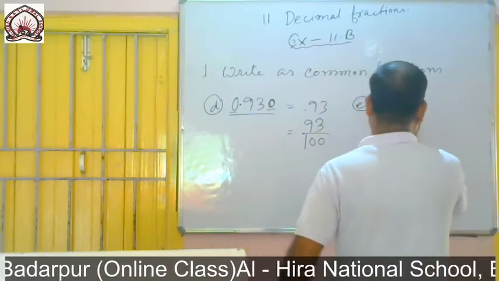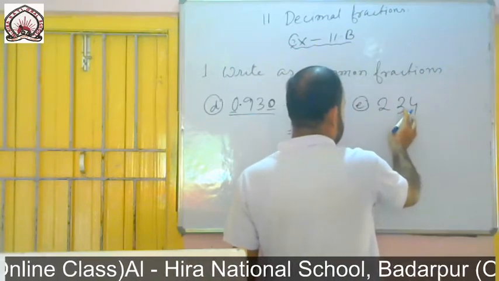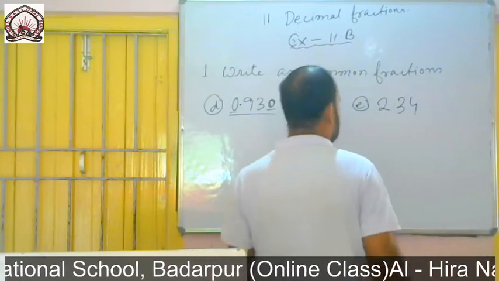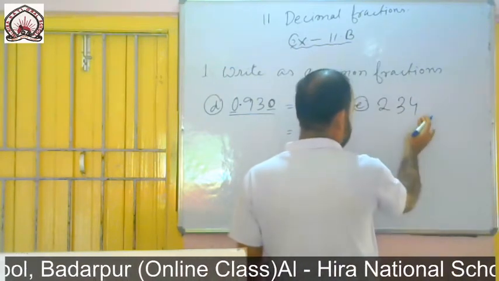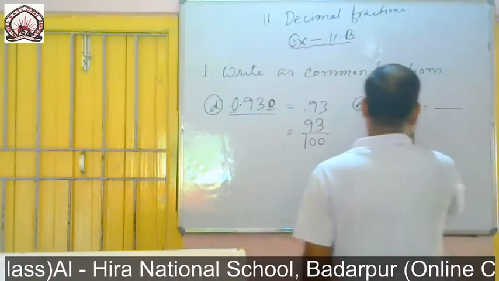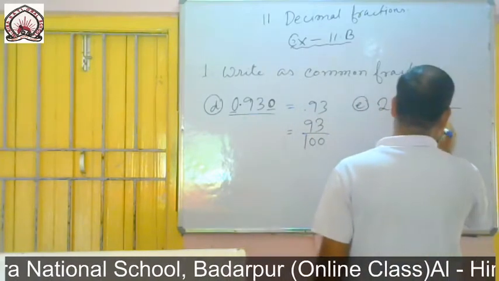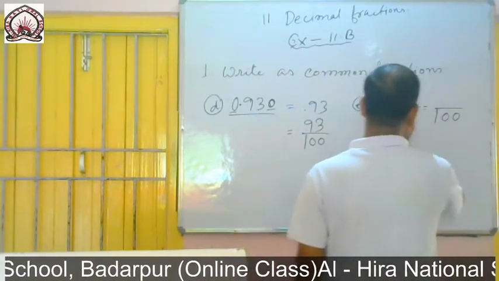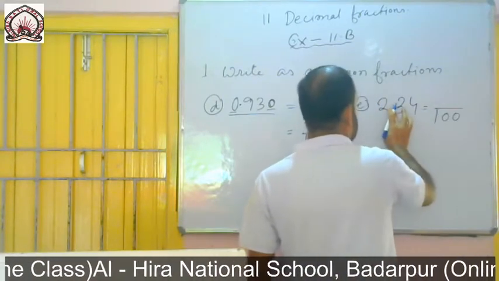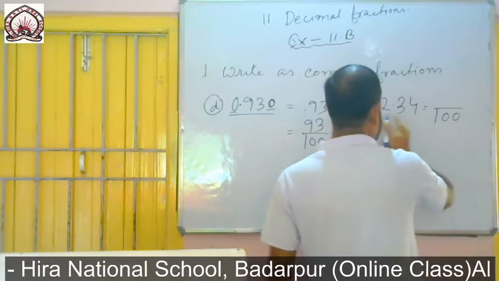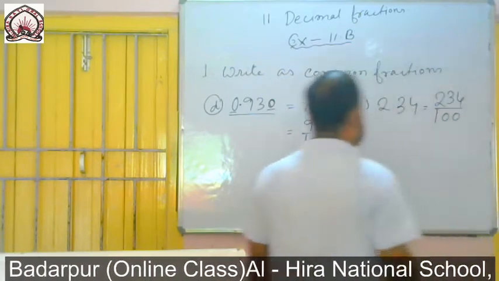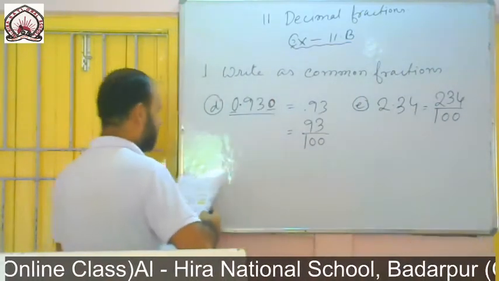2.34. The number before the point is called the whole number or integral part, and the number after the point is the decimal part. So here the point is there. After the point there are 2 digits, so we give 1 and 2 zeros in the denominator place, and in the numerator place we write the full number without the point, 234. 234 by 100.